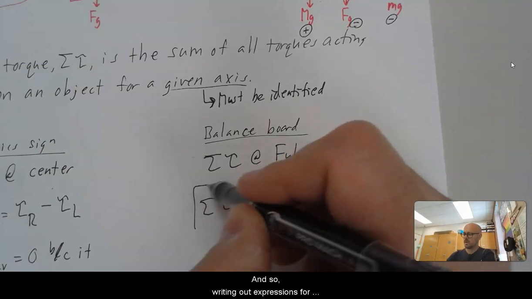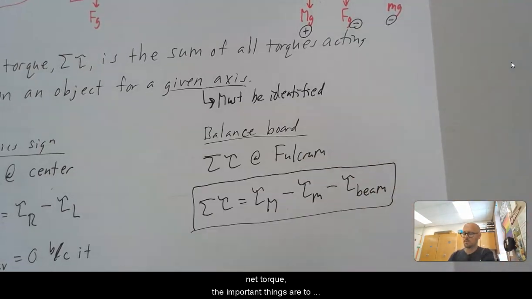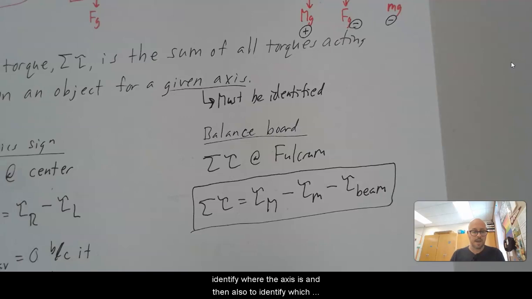And so, writing out expressions for net torque, the important things are to identify where the axis is, and then also to identify which torques would be positive, negative, or zero.